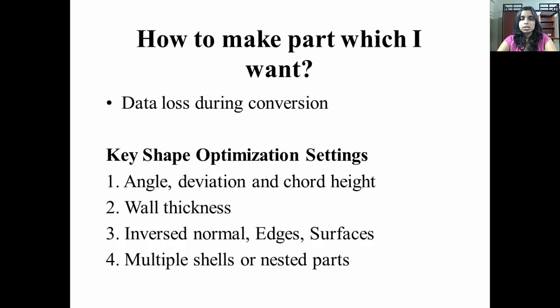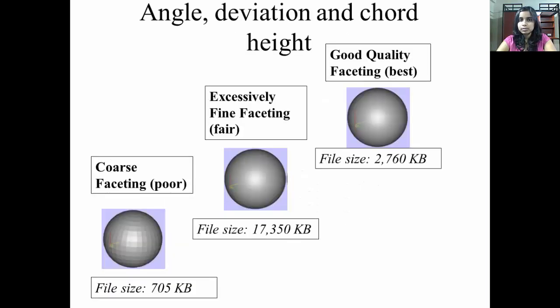So there are some key shape optimization settings. First is angle deviation and chord height. Next is wall thickness. Third is inverse normal edges surfaces, and next is multiple shells or nested parts. First is angle deviation and chord height. The smoothness and the roughness values depend on these 3 factors. These are the main 3 factors which can be used to define whether the surface is smooth or rough.